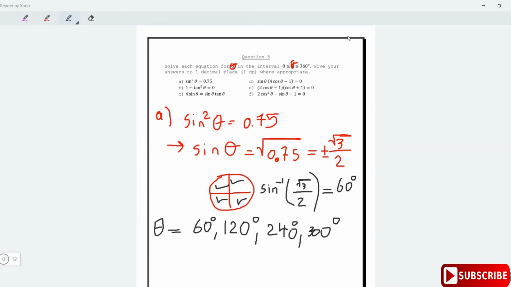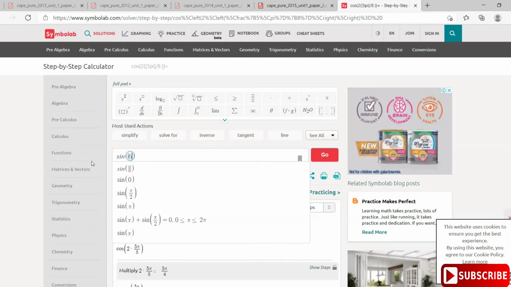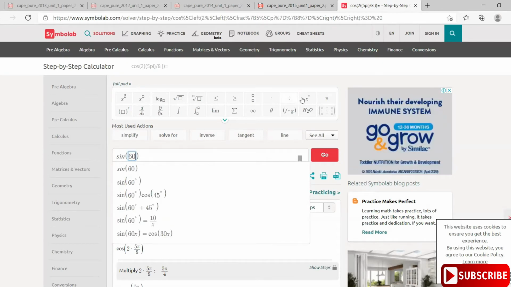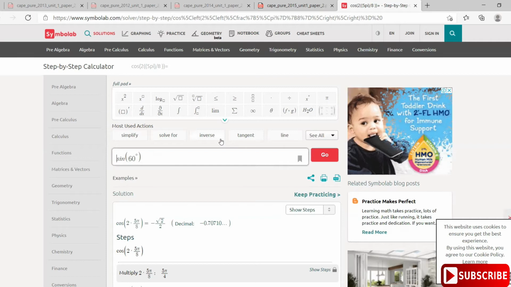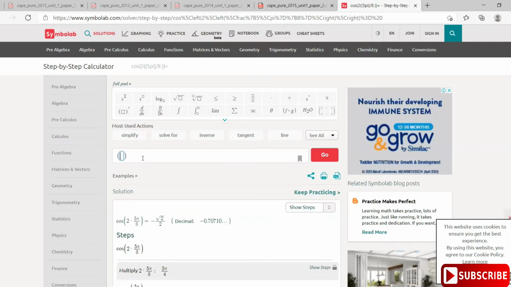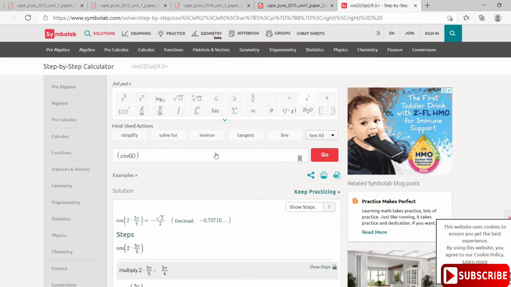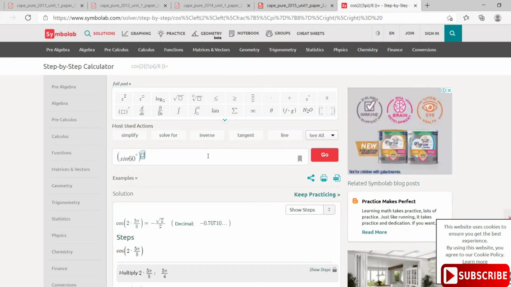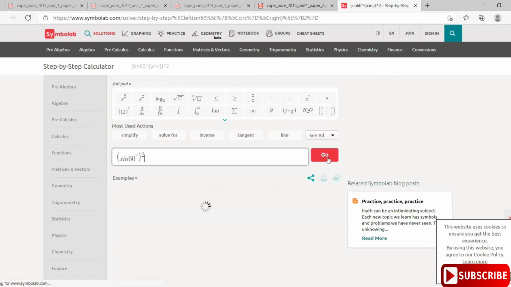If you don't believe, you can check them out. You can go to your calculator and work out the sine of 60. Make sure you put a degree sign, the sine of 60 degrees, and then you're squaring it. Look what happens. Sine 60 squared, you get 0.75.